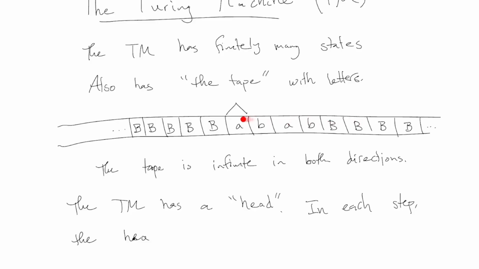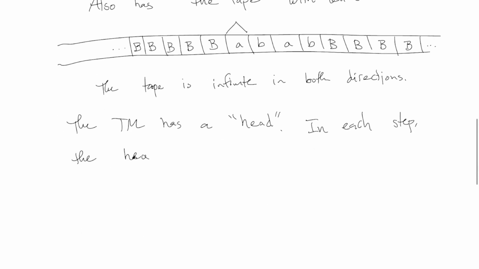And sometimes it's indicated like this, that little hat there. That means the head is right here looking at the A. And the head can move back and forth to look at different portions of the tape, all right? And in each step, the head reads the tape wherever it is. It has a particular location along the tape, and it can read one letter at a time. So the head reads one letter from the tape. Of course, it might be blank.